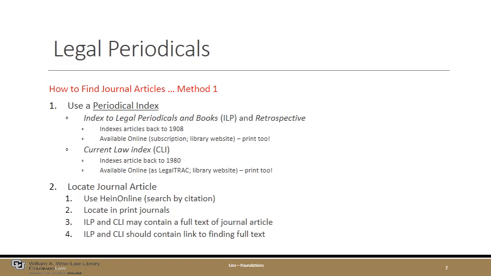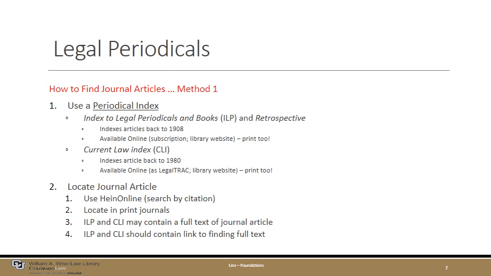Of those two, the ILP is a little older. It dates back to 1908, so it indexes articles from 1908, and it is available in print, but you'll really use it online, and I'll demonstrate that in a few moments. The other is the Current Law Index. That's the newer of the two indexes, which is to say it started indexing articles from 1980 forward. It's also available online.